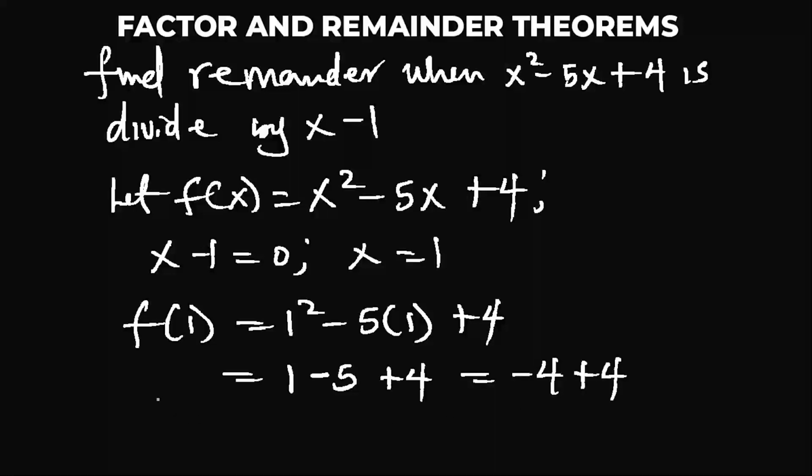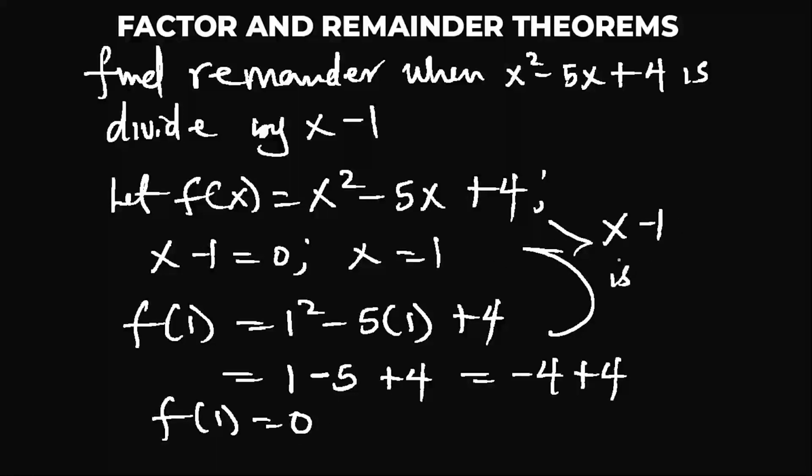That shows that f of 1 is equal to 0. So if f of 1 is equal to 0, because the result is 0, that simply means that x minus 1 is a factor. I hope you understand this now. So that's what we refer to as the factor theorem.